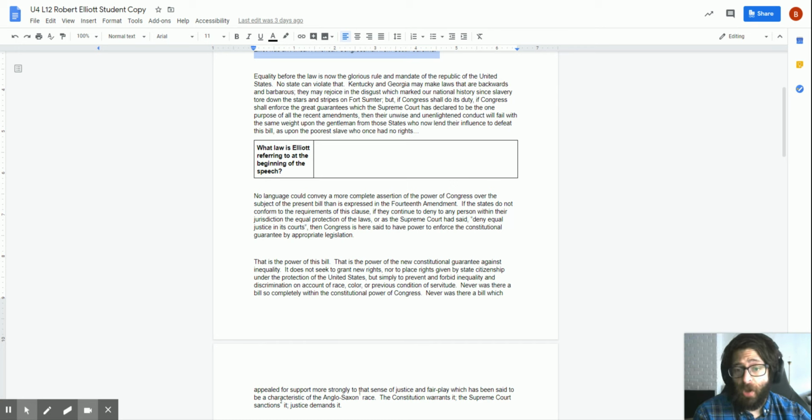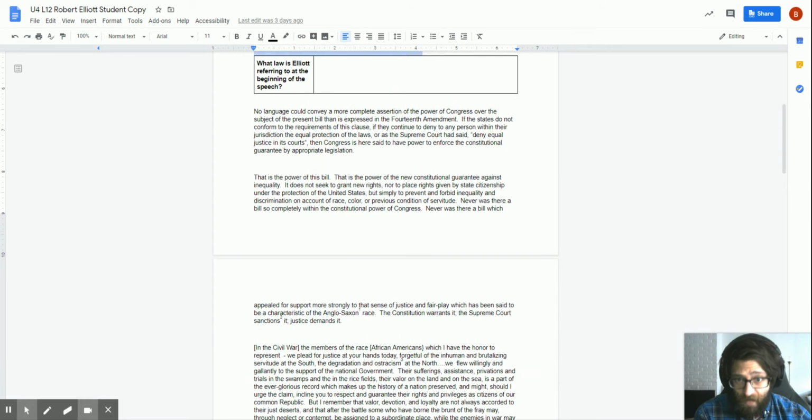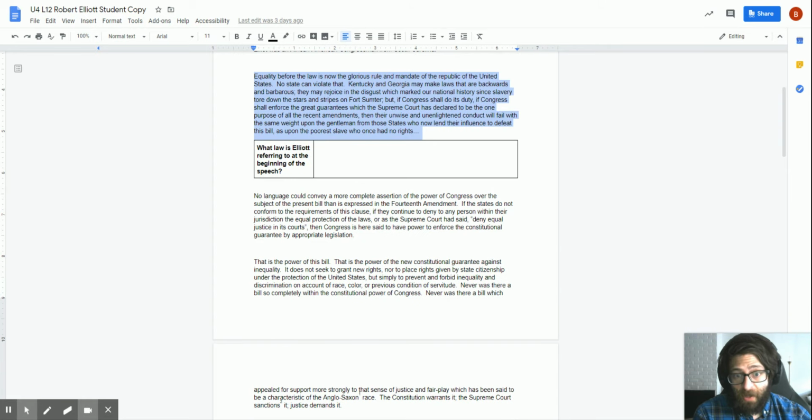So, for example, what law is Elliott referring to at the beginning of the speech? As we can see here, right, this is the beginning of the speech. This first paragraph that we have right here is the beginning. So what law in particular is Robert Elliott talking about in this section? The words, amendment, that kind of thing would be things that would help you.